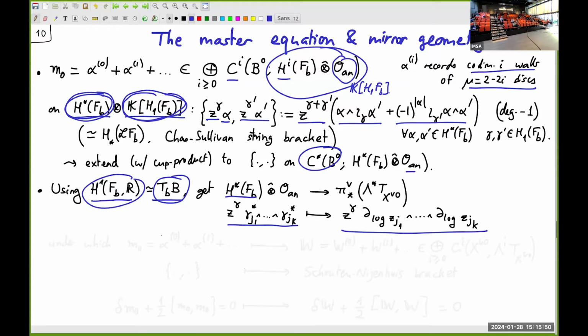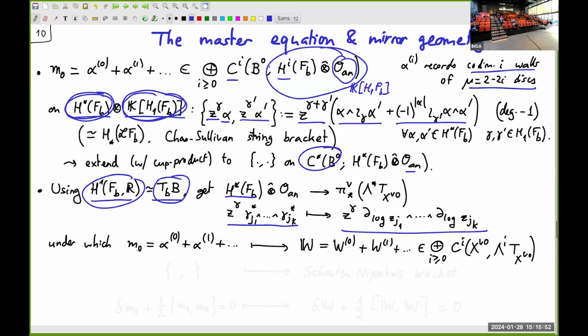So if I do that, I can turn my M0, which was a collection of cochains on B with coefficients in cohomology of the fiber times Laurent polynomials, into something I will call W, a sum of terms which are now cochains on the base B, but I can lift that to cochains on the uncorrected mirror, pulled back, with coefficients now in the exterior algebra of the tangent bundle.